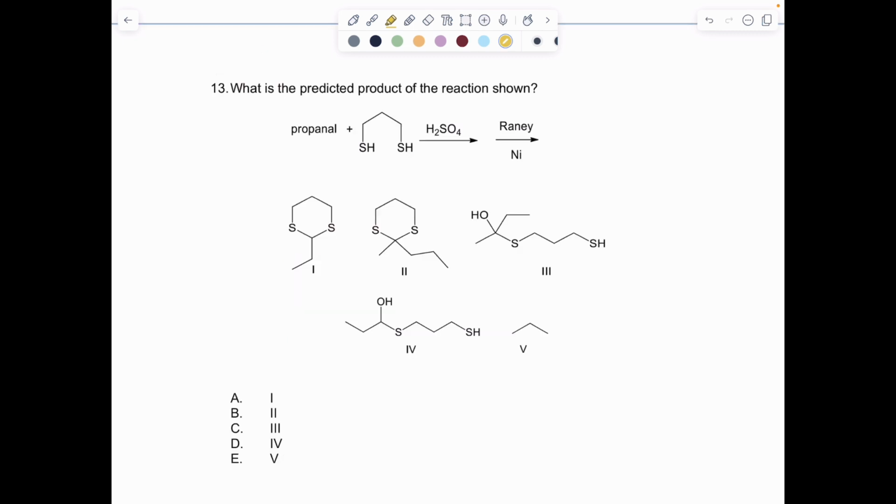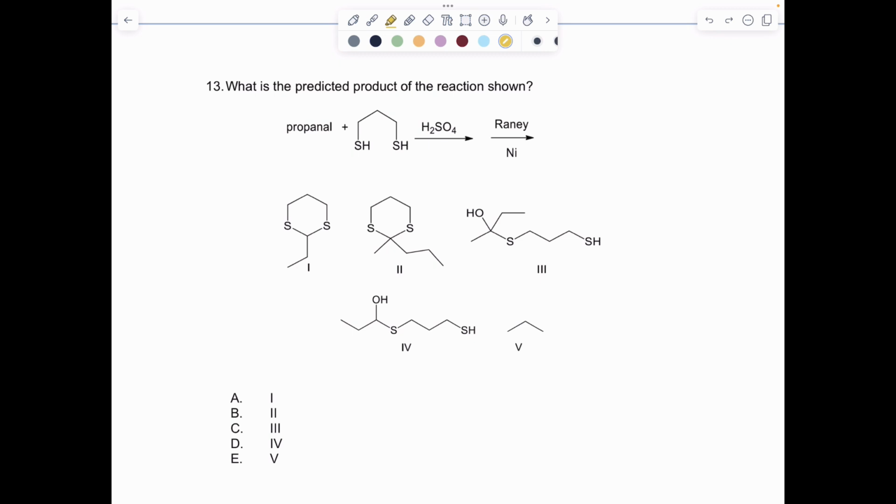Okay, question 13. What is the predicted product of the reaction shown? So we start with propanal, which is an aldehyde. We're going to add the dithiol and then acid workup and then Raney nickel. So we know that it's going to add something kind of similar to this, but with the Raney nickel, that just gets completely removed and we are left with an alkane. So let's draw that out.